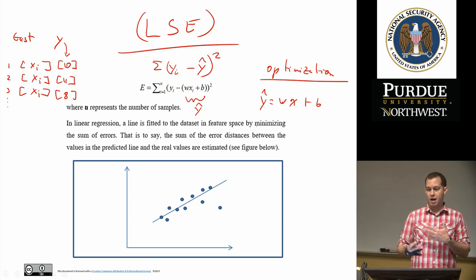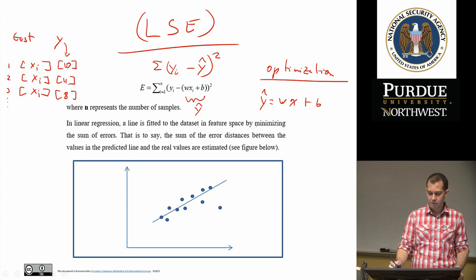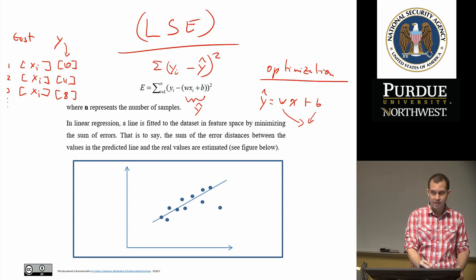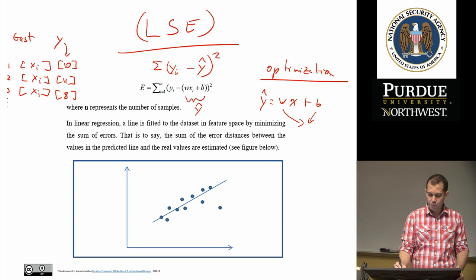So that's the optimization process, and the objective is to find the optimal w and b that, when plugged into this equation plus the given x in the test set, will predict a y hat that is as close as the real y. All right, as close as the real y.